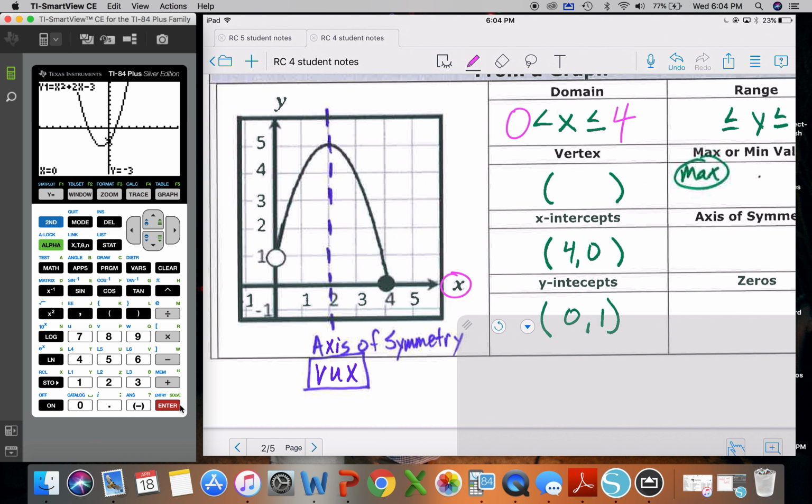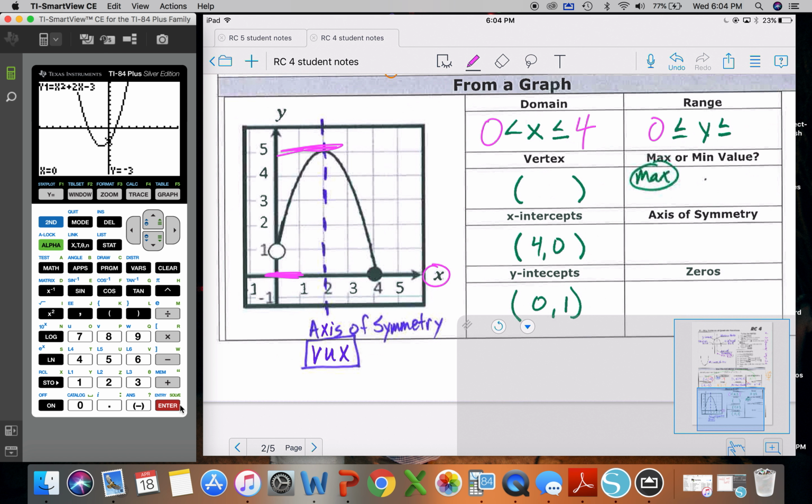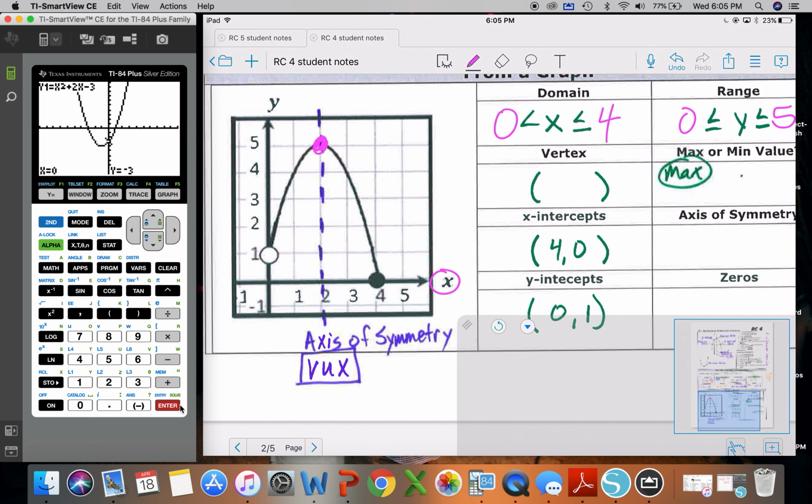My range is my y values. My y's go down to 0 and all the way up to 5. My vertex is the highest point because I have a max. That is the point (2, 5). And therefore my maximum value would be 5 because my highest y value is 5.